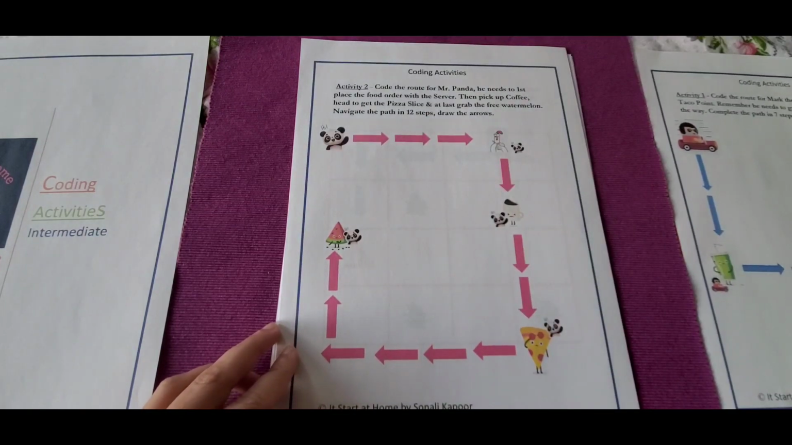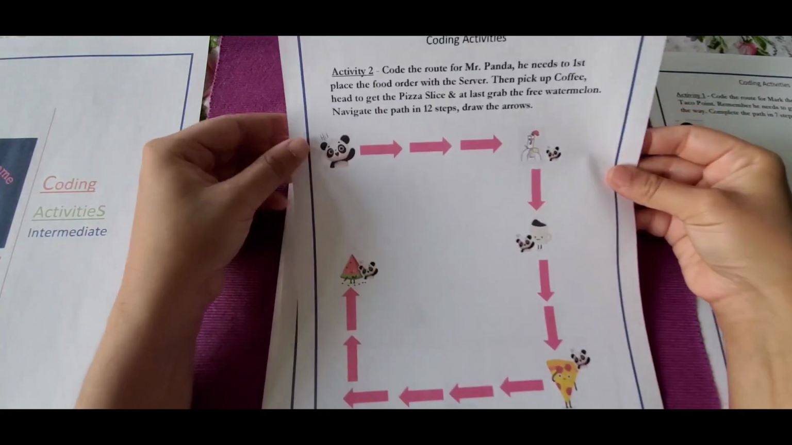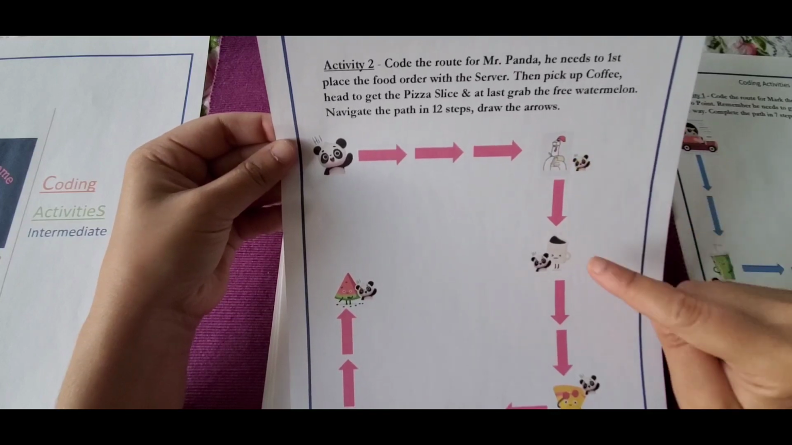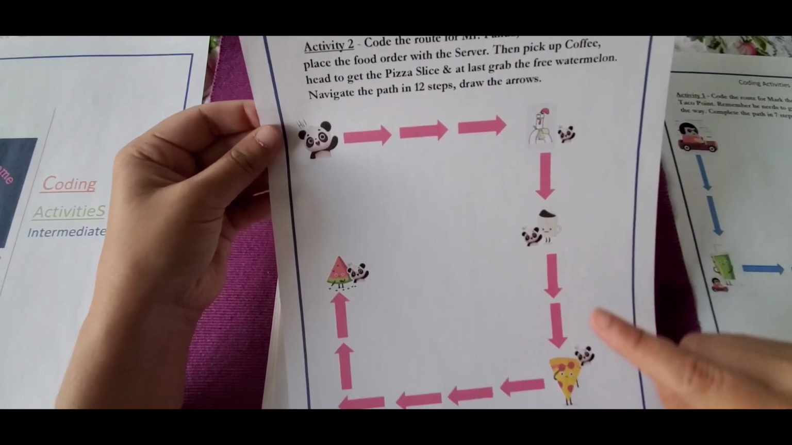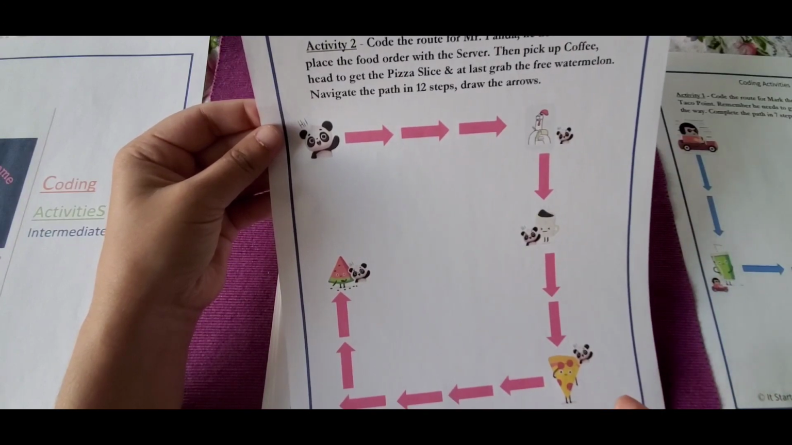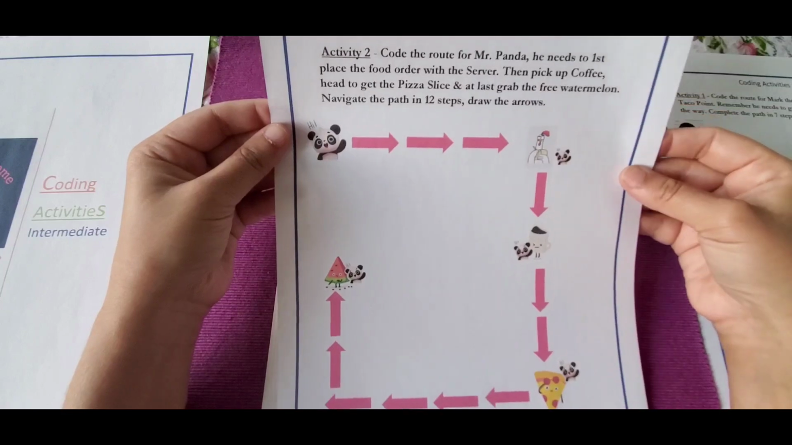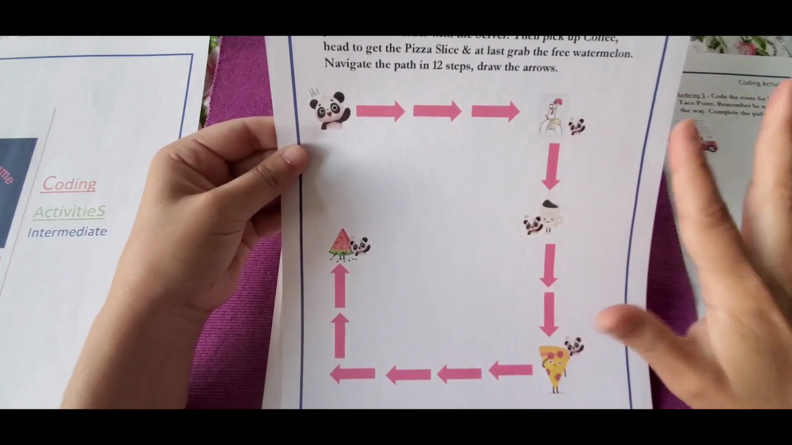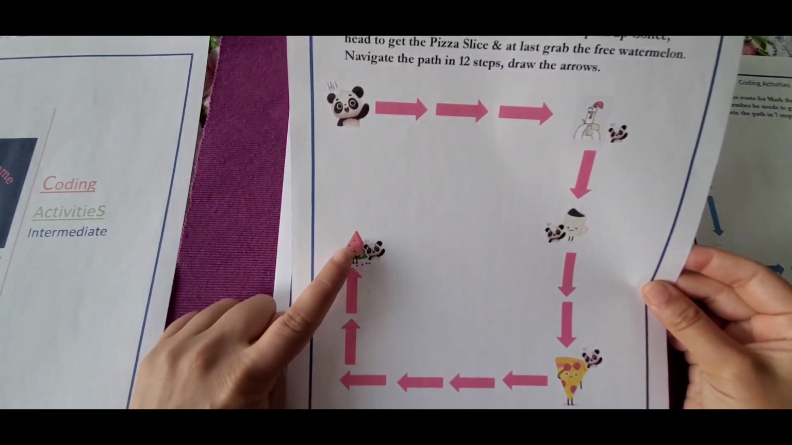Okay, moving on to the next one, we have code the route for Mr. Panda. He needs to first place the food order with the server, then pick up the coffee, head to get the pizza slice, and at last grab the free watermelon. So navigate the path in 12 steps, draw the arrow. He has to navigate the path, and in 12 steps he needs to cover the full thing to end his route at the watermelon.